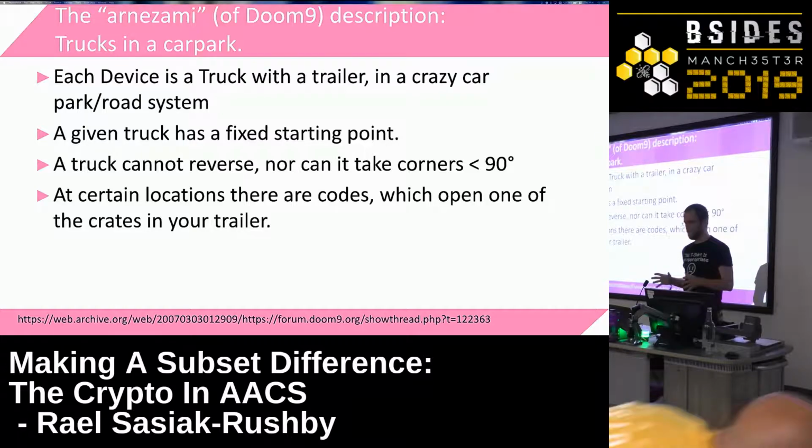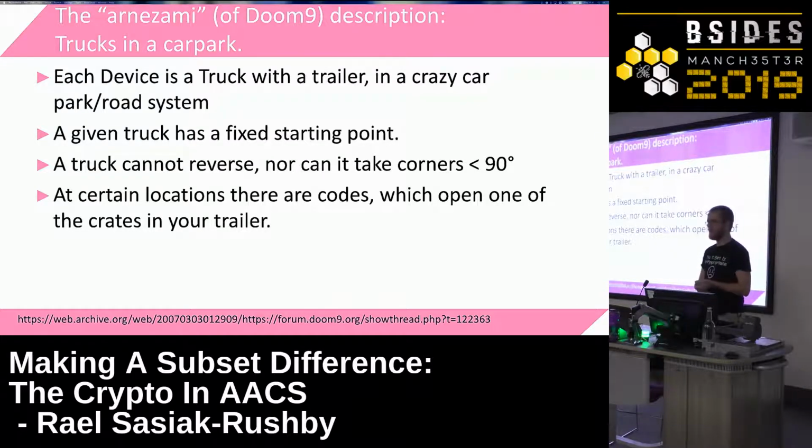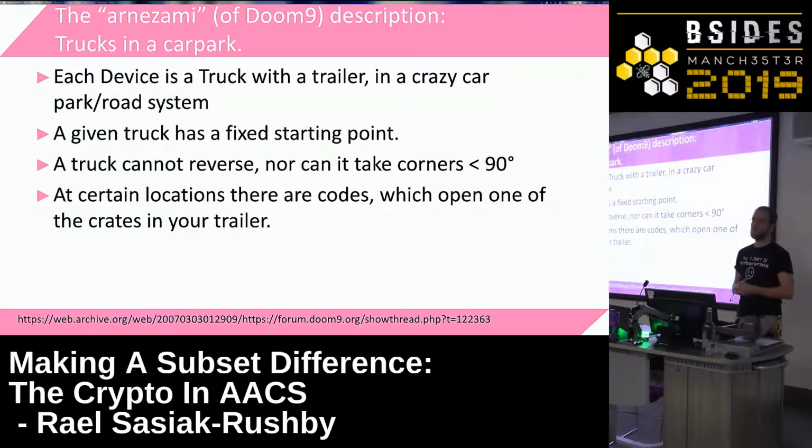I'm going to start off, if you know anything about kind of video decrypting and stuff, you'll recognize the forum Doom9. And this is probably the only piece of informative forum post you will find about AACS. It's the only one I could find. And he was trying to describe, or they were trying to describe, how subset systems work, and they use the analogy of a truck. So if you imagine each device is a truck with a trailer, inside that trailer is a whole bunch of crates which are protected with keys of some sort.